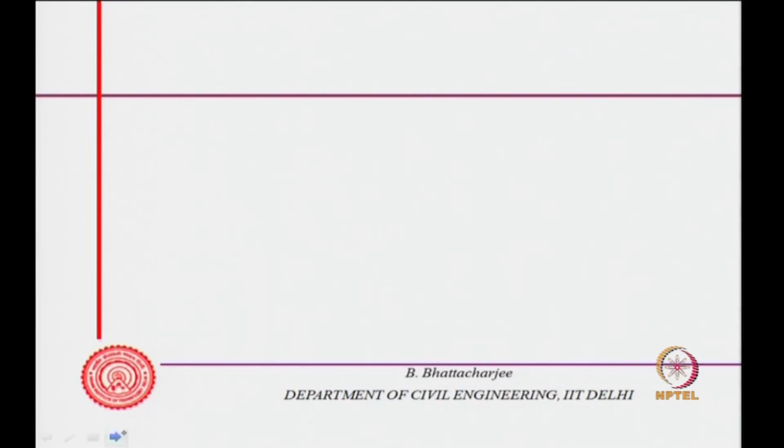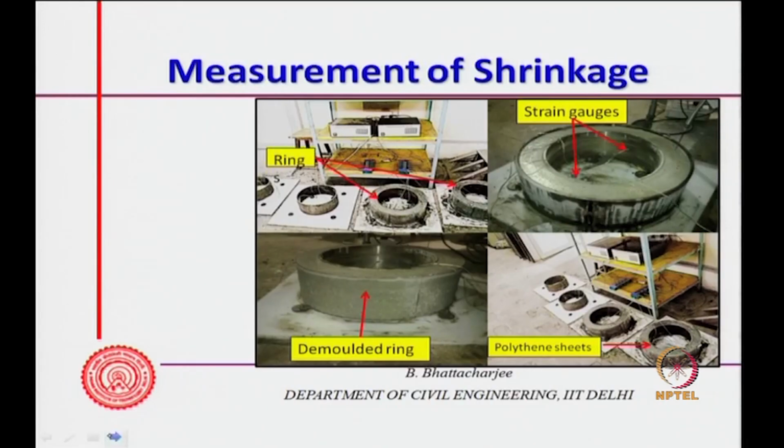This is called the ring test, and typically it looks like this. You can see the concrete here, the outer ring, and the inner ring somewhere there, and on the inner ring you put in strain gauges. This diagram is actually showing the demolded specimen, which is covered with polythene sheet, with the inner ring still intact. This is also showing the ring situation, and this is the demolded ring. So, it is covered with polythene.